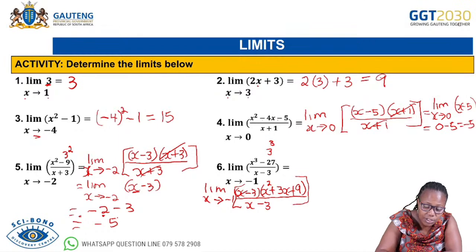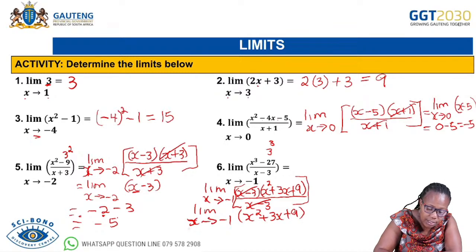Okay, cancellation, there you are. And then the next step, we are now writing what is left. X is approaching minus 1. So we are left with x squared plus 3x plus 9. Can we now substitute? Yes.